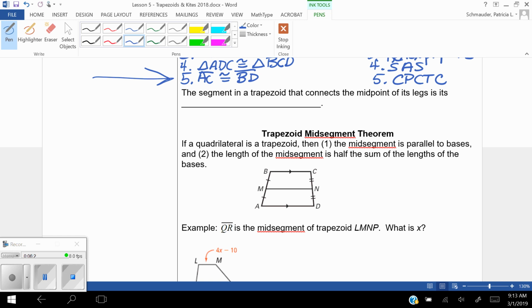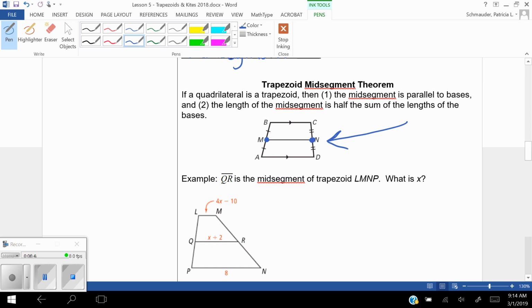The midsegment of a trapezoid connects the midpoints of its legs. That's what a midsegment is. Very much like a midsegment of a triangle. So you can see, here's what it looks like here. MN would be the midsegment in this picture because M is the midpoint of this leg and N is the midpoint of this leg. So we got a theorem here.